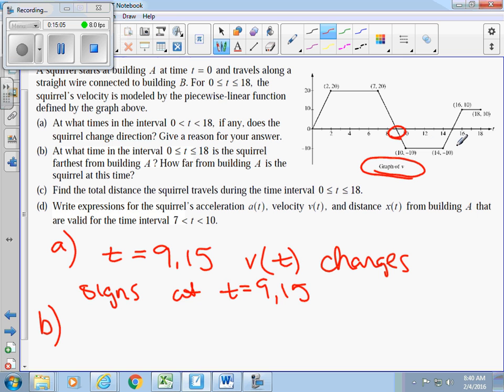9, 15. Oh, 18, and 18. Now, if you said 15, you wouldn't be wrong. You could count it. Why did we skip 15? It's a relative minimum, isn't it? Because I'm changing from negative to positive. So it's a place where I could be closest to building A, although I'm probably closest to building A when I'm at building A.